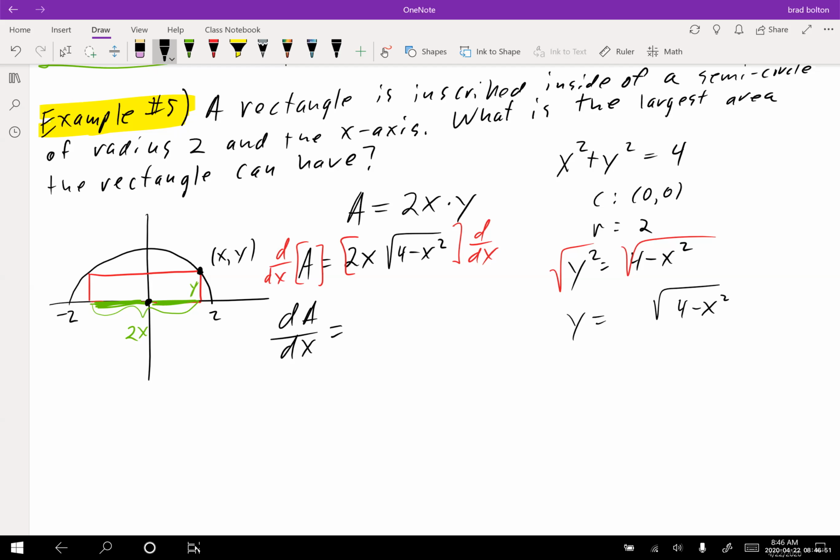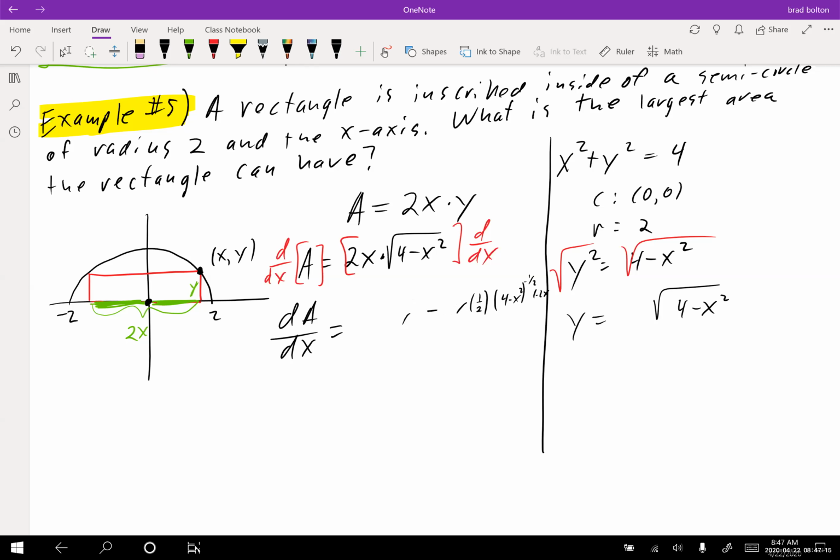Now, this one's a little bit harder. I have to do a little bit of work here because this is a product. So I'm going to do the derivative of the first, and then rewrite the second, plus rewrite the first and the derivative of the second. So that might be a little bit more of a pain. That would be 1/2 times 4 minus x squared to the negative 1/2 times negative 2x.